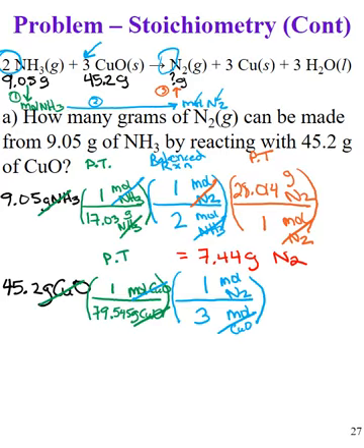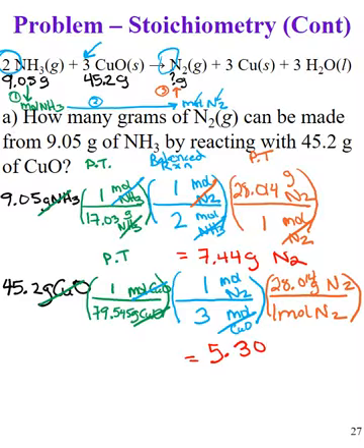Moles of copper oxide, or copper 2 oxide, get canceled off. And we do our last unit conversion. For every 1 mole of N2, we have to figure out how many grams of N2 there are. This is according to the periodic table. Add them up, and we actually already did this. We found it to be 28.014 grams of N2. Alright, so we do the math, and we get 5.306 grams of N2.